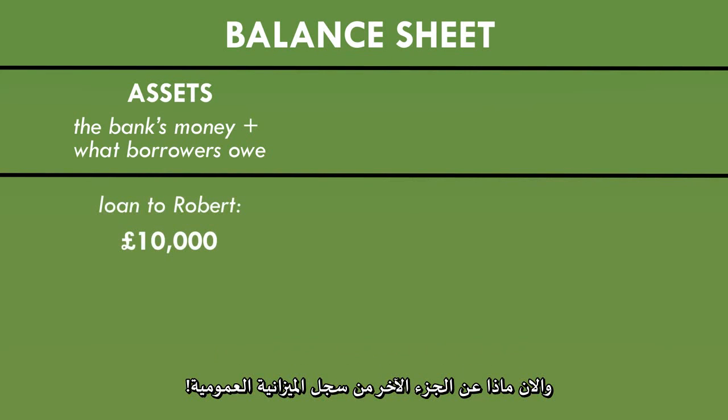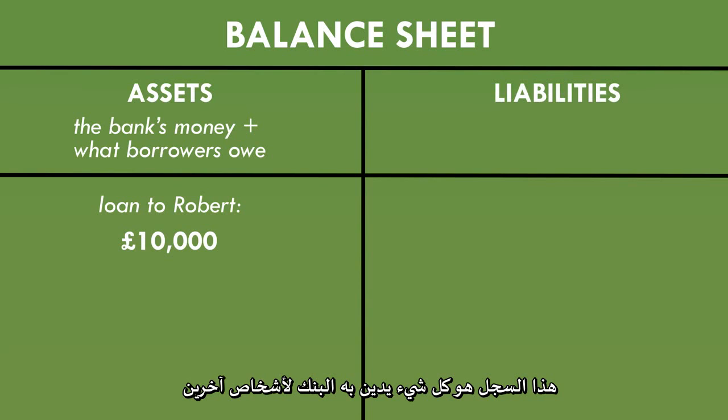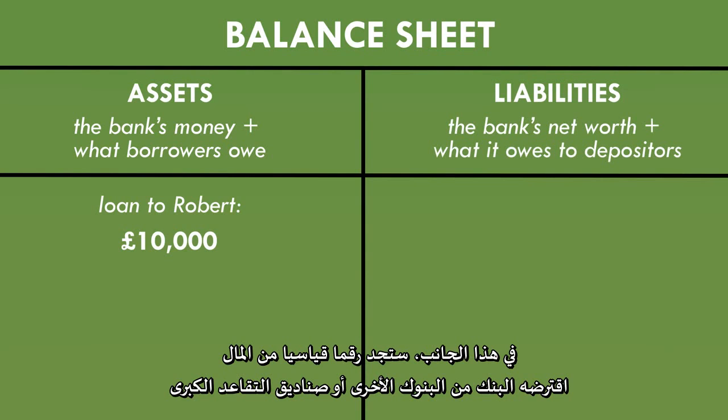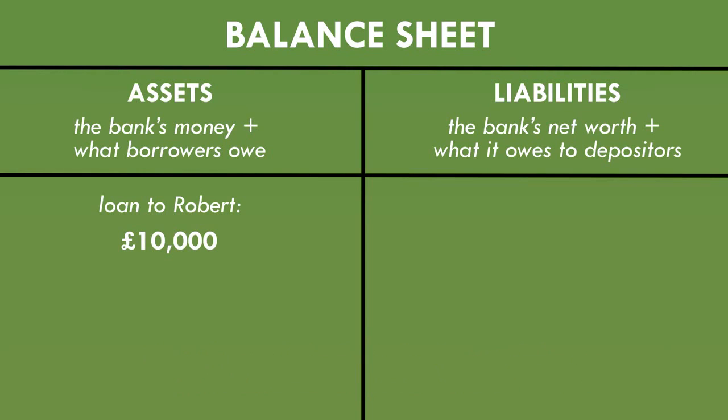Now, what about the other half of the balance sheet? The other half of the balance sheet is what's called the liabilities. This is a record of everything the bank owes to other people. On this side, you'll find a record of money that the bank has borrowed from other banks or large pension funds. You'll also find all the customers' accounts, because if you remember, the balance of your account is just a number showing what the bank promises to pay you when you ask for your money back.